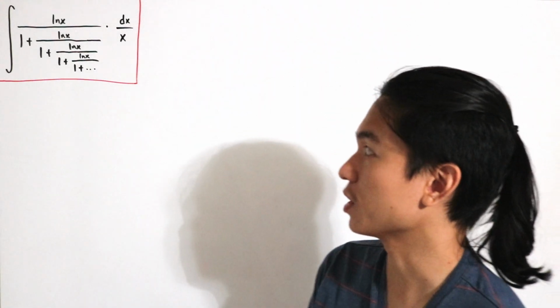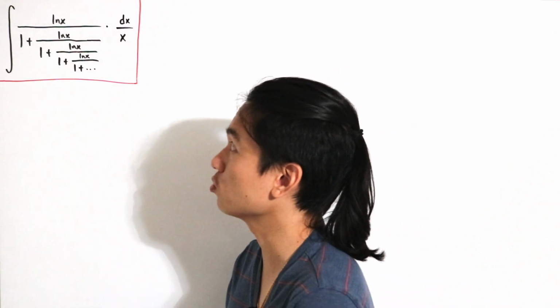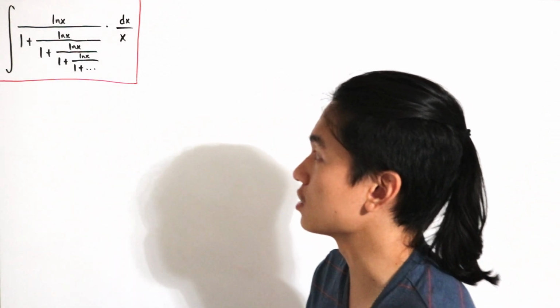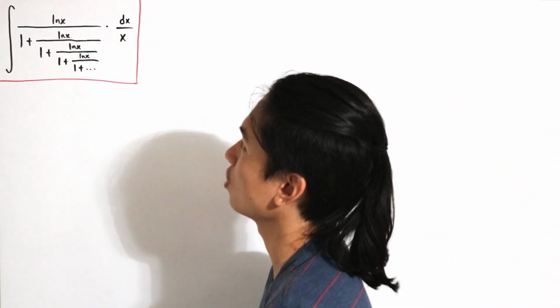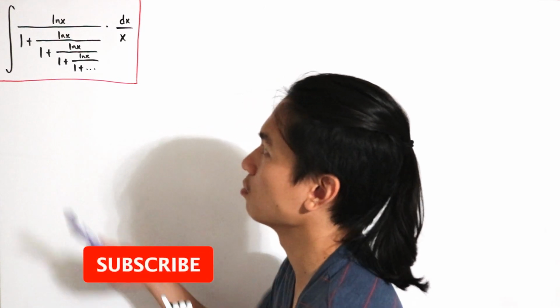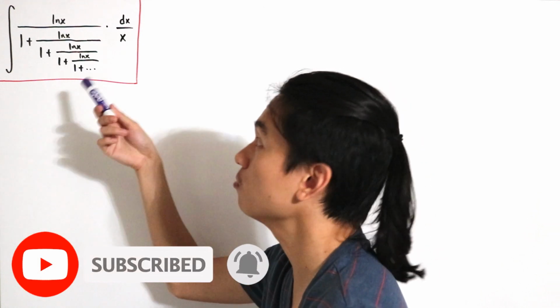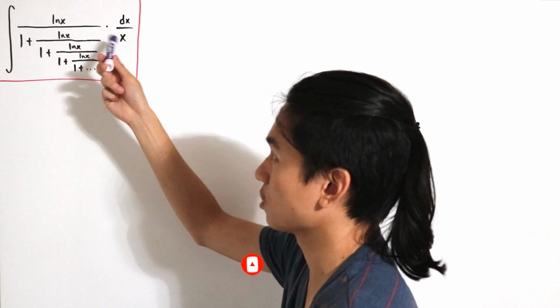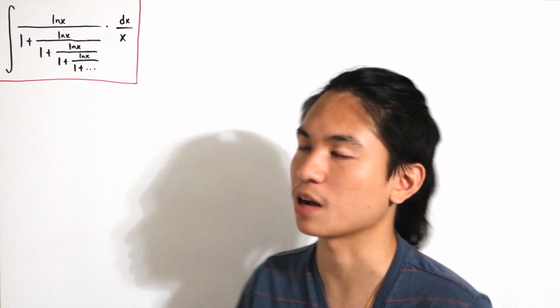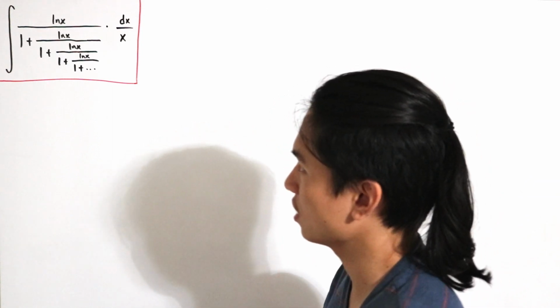In today's video we have the following indefinite integral. It's a continued fraction over here. We have the natural log of x, divided by 1 plus the natural log of x divided by 1 plus natural log of x, and so on and so forth. It's infinite. And then of course that's multiplied by 1 over x dx.